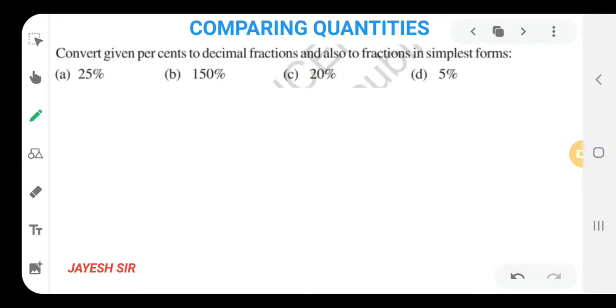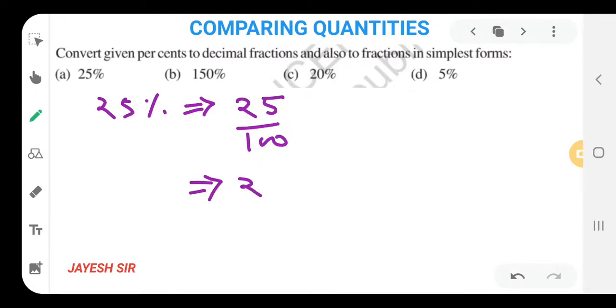That is, convert the percent to decimal fractions and also into fractions in their simplest form. Easier type of sum is there. 25%. First thing, I have told you the basic thing, to remove the percentage sign we divide by 100. That means this could be solved in two methods. So I am writing it 2 times, 25 upon 100, because one time we have to do it in terms of decimal and the other in terms of fraction.